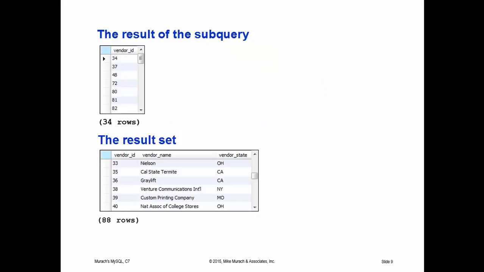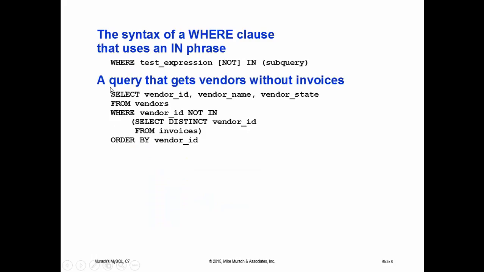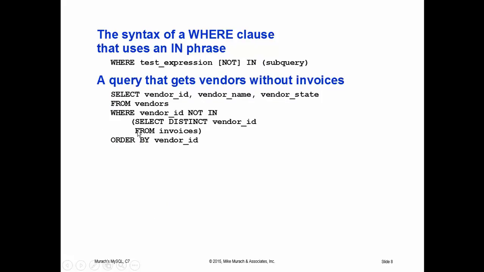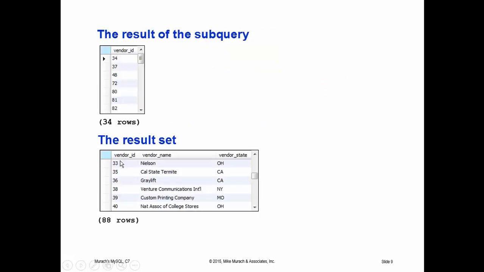And as they show right there, there's the results of the subquery right there. So there's your 34 rows, okay? And then once you put that in, you're getting the vendor ID and the name and the state. Why would you want that?